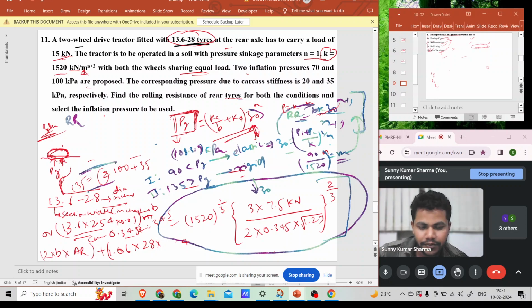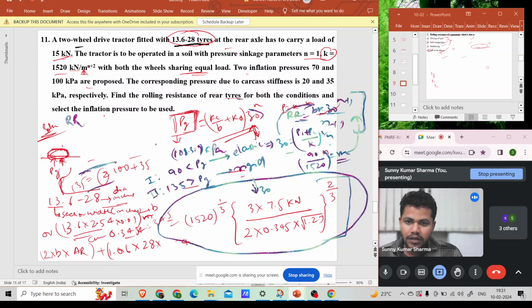Okay, sir. Thank you. Means if the inflation pressure is less, then the deflection will be high, and then it will work as elastic. Correct. Okay, sir. Thank you.